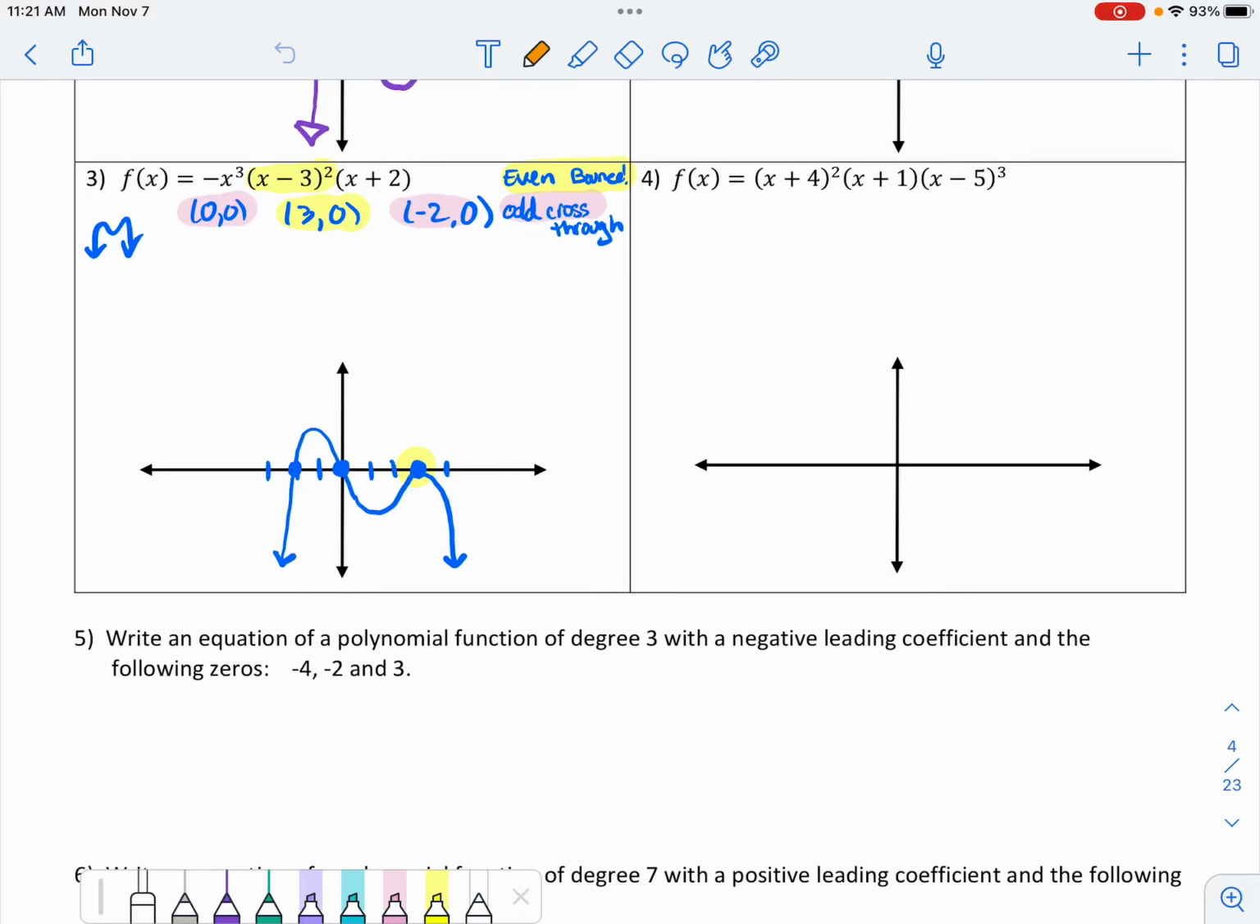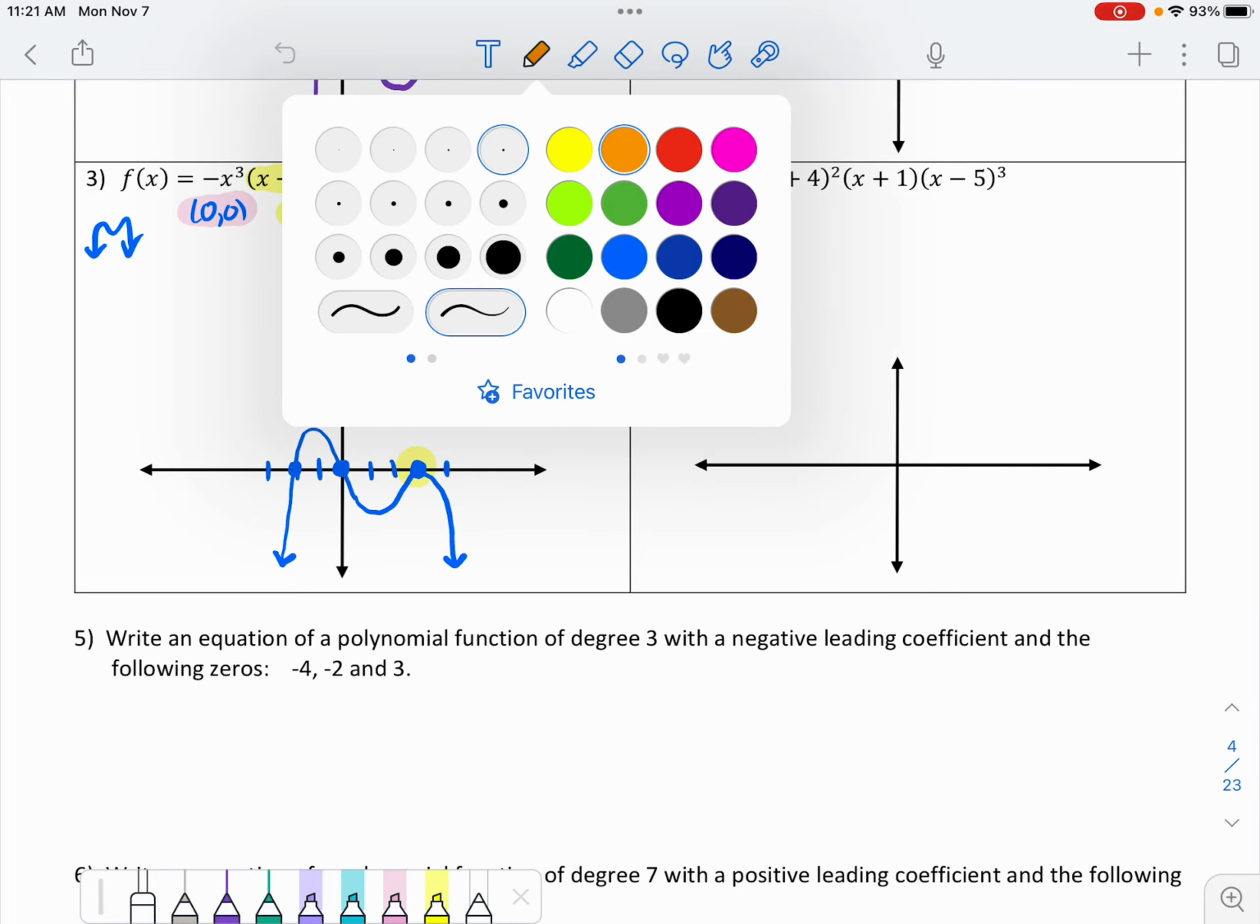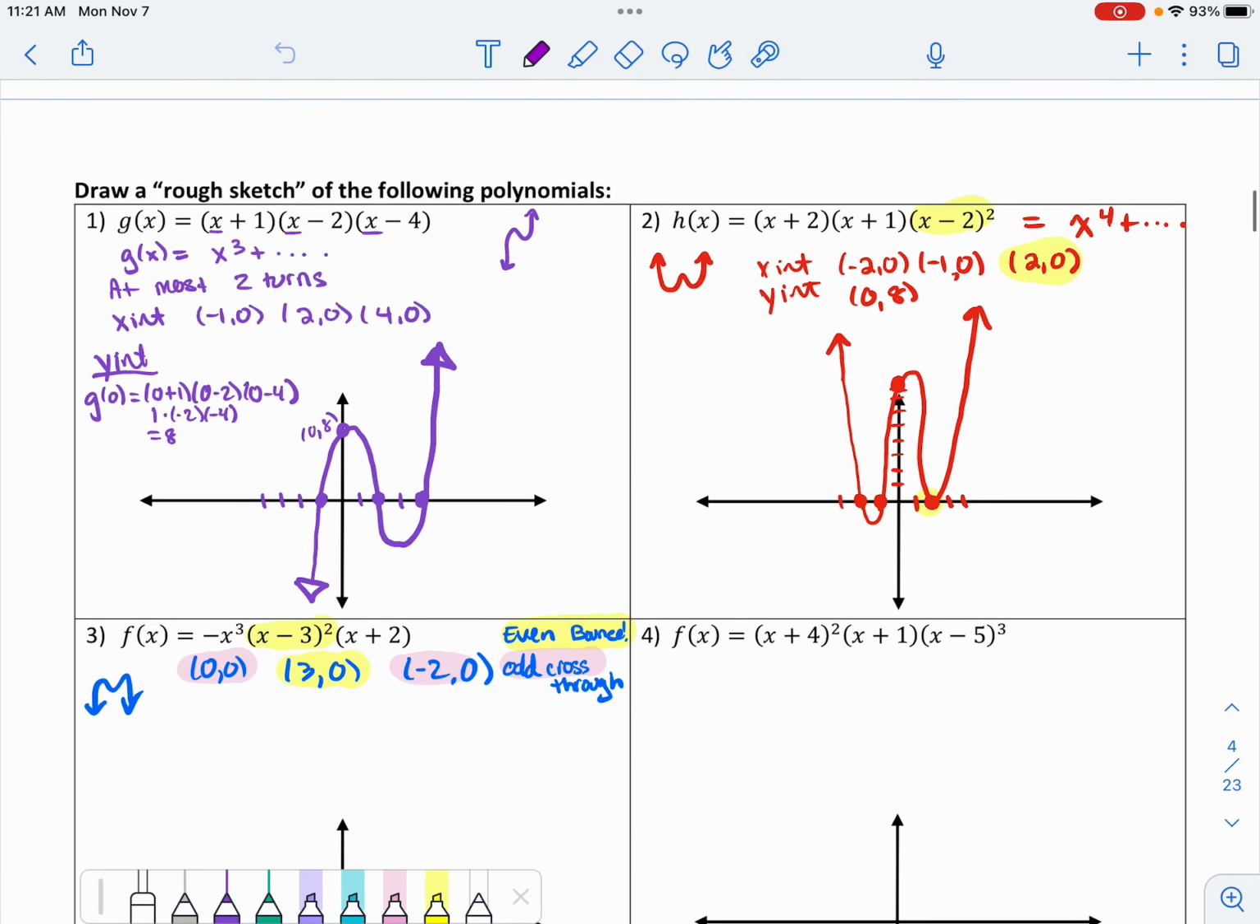Hi, Algebra 2 trig honors. We're going to pick up where we left off with these notes on polynomial functions.